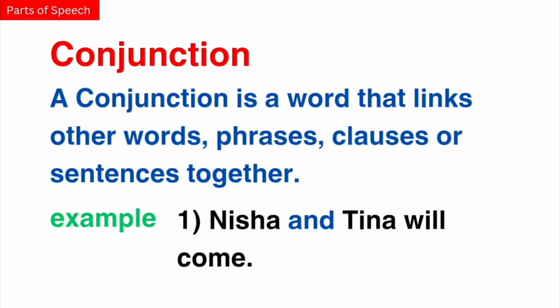Conjunction. A conjunction is a word that links other words, phrases, clauses, or sentences together. Example: Nisha and Tina will come. Here, and is a conjunction. And is combining Nisha and Tina. 2 nouns.